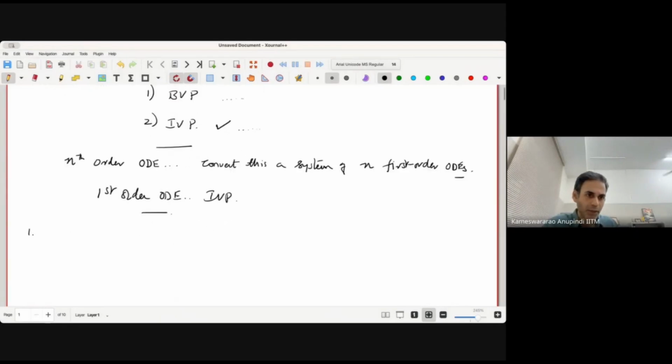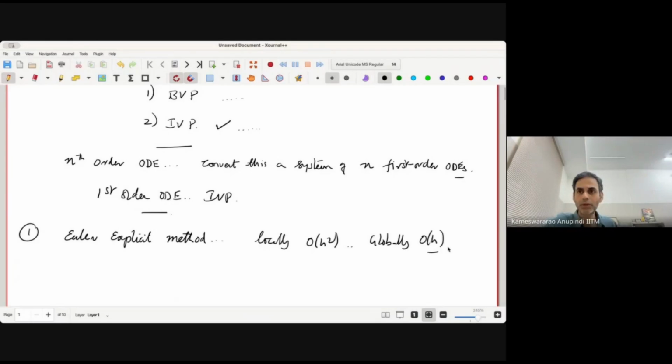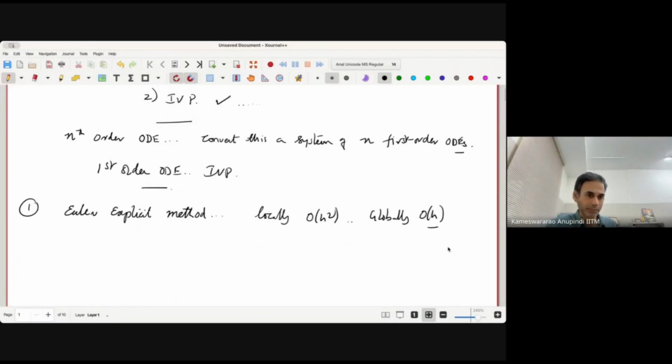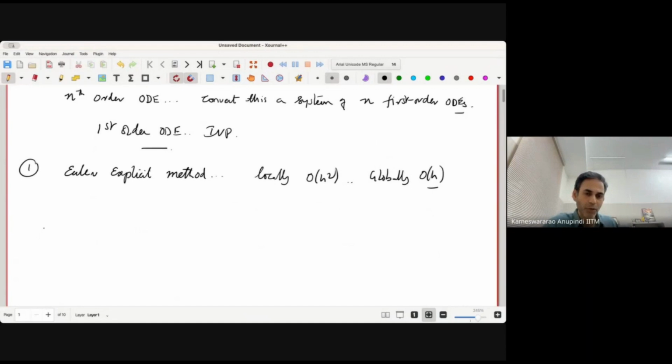And in yesterday's lecture, we looked at how to solve a particular ODE using the Euler explicit method. We said the Euler explicit method is locally order h square, whereas it is globally only order h. Okay, this is only first order accurate globally. So let us look at a couple more methods today.